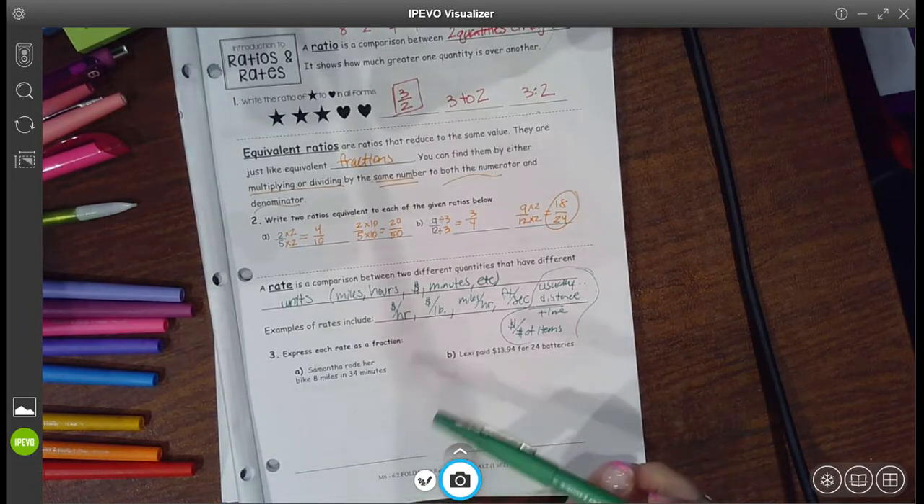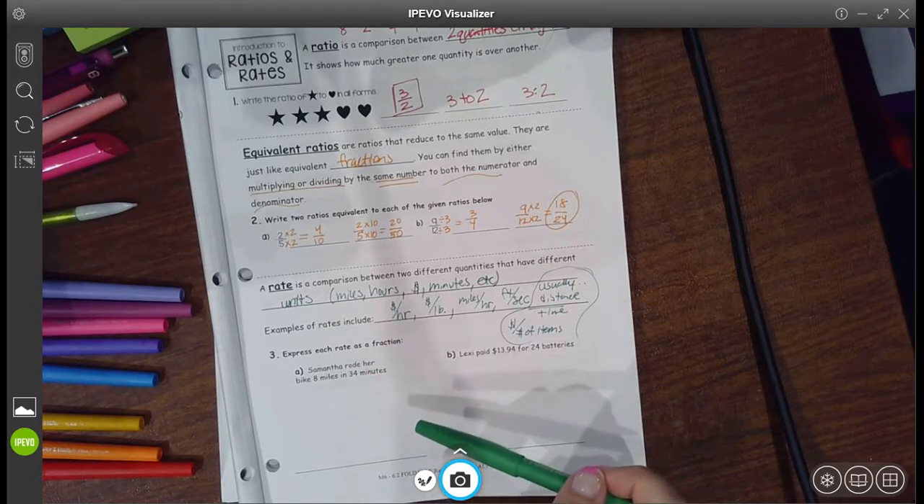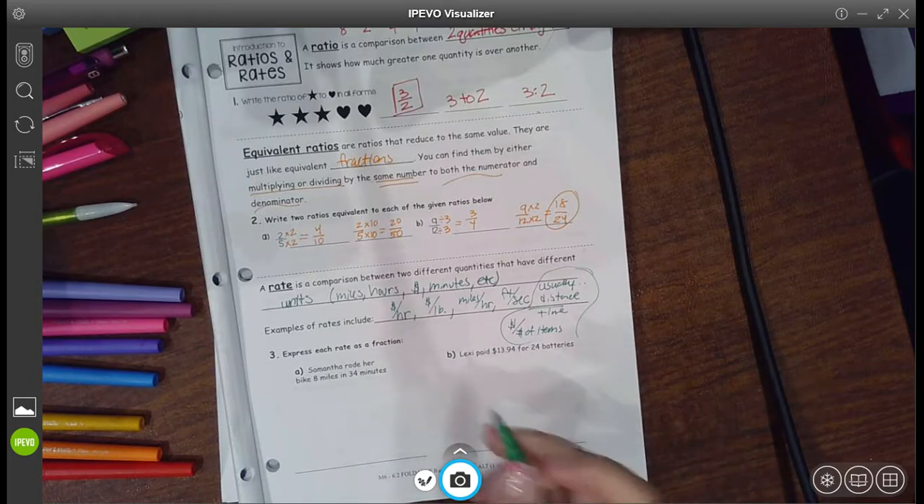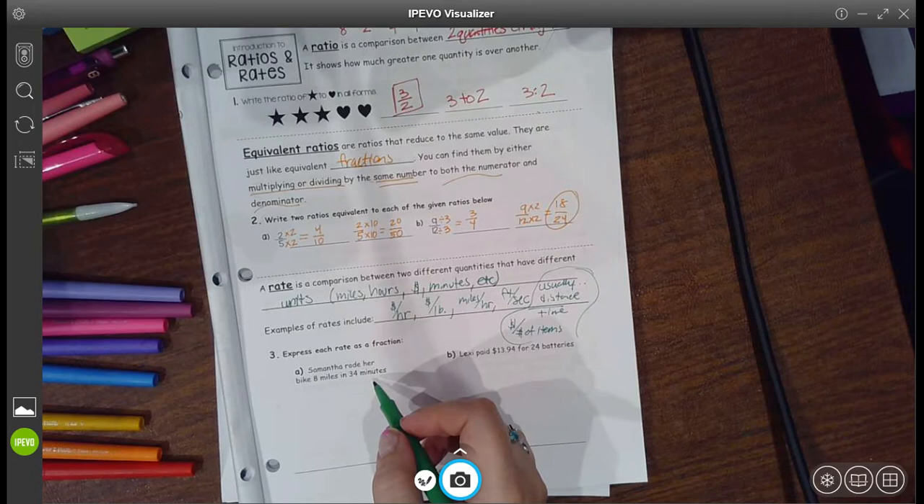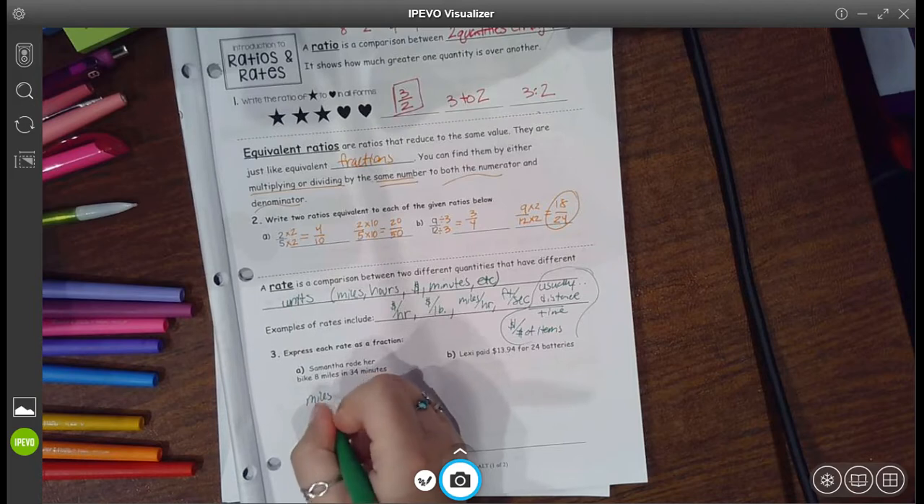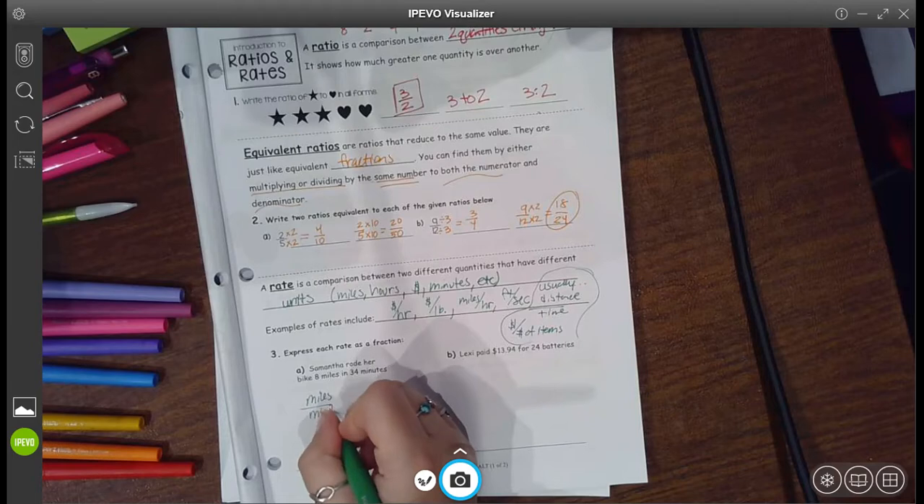Okay, but first off, this one's just saying Samantha rode her bike 8 miles in 34 minutes, so express each rate as a fraction. They didn't really give us any hints, so if we have to guess, what makes more sense? Miles per hour or hours per mile? Miles per hour is what we say, right? And you're like, but wait a minute, you said it's minutes here, not hours. Yeah, but minutes is kind of just like hours, right? So I kind of manipulated it to say miles per hour so I could see which way made more sense. It makes more sense if miles is on top and my time is on the bottom. But instead of hours, this time they said minutes.